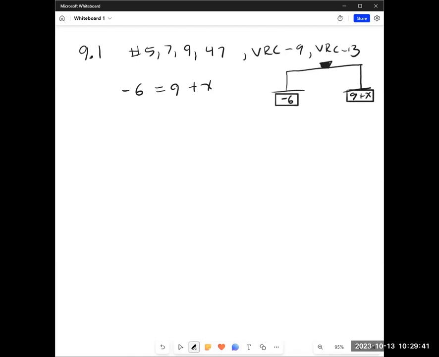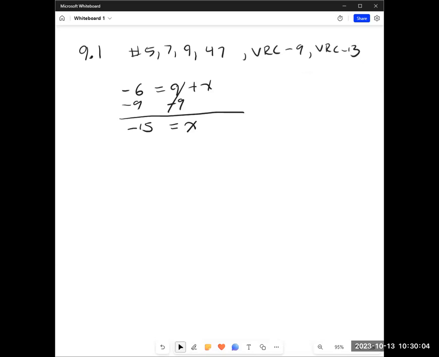I want to get x all by itself on the right, so I want to take 9 out from this side. I have to do the same thing on the left-hand side, so I'm going to subtract 9 from both sides to stay in balance. That gives me an x on the right-hand side, and -6 minus 9 is -15. Whatever I do to the left side, I have to do to the right side, and vice versa. We usually write our answer with the letter on the left-hand side: x equals -15.